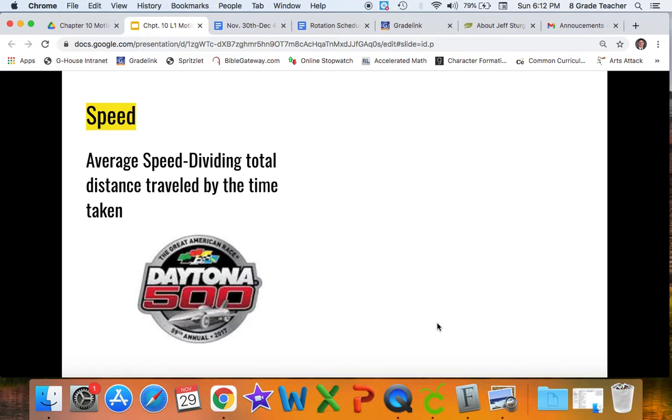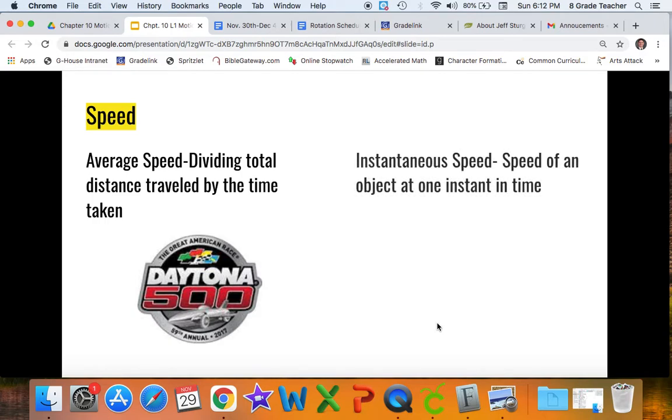Instantaneous speed is a little bit different. An object in motion can change speed many times as it speeds up or slows down. The speed of an object at one instant of time is the object's instantaneous speed. To understand the difference between average and instantaneous speed, think about walking to the library. If it takes you a half hour to walk 2 kilometers to the library, your average speed would be as follows: 2 kilometers divided by 0.5 hours is 4 kilometers per hour.